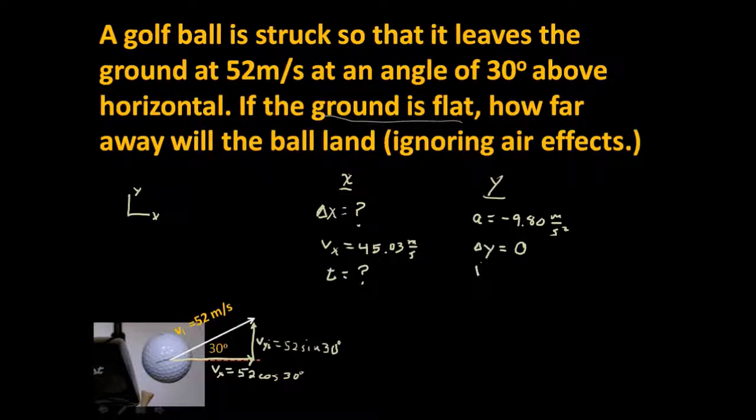Well, we know the initial velocity in the y direction is 52 times the sine of 30 degrees. That is 26 meters per second. You can check that stuff on your calculator. And the time is the thing we'd like to figure out. So we set it up the same as we did last time. Since we only have one unknown in the y column and two unknowns in the x column, we work with the y column first. Displacement, which in this case is 0, is initial velocity, 26, times time, plus 1/2 times acceleration, times time squared.